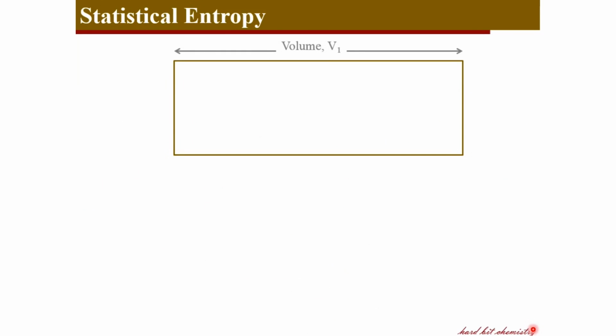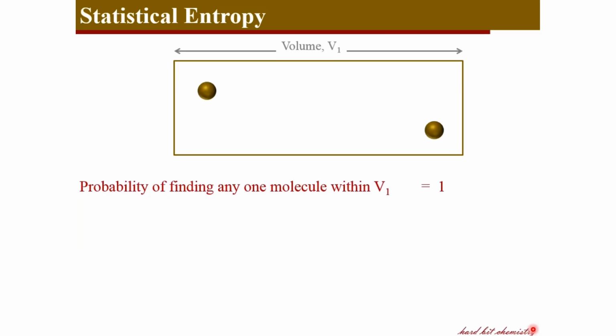Let's imagine this chamber of volume V1 occupies just two molecules of a gas. What could be the probability that one of those molecules is found within this volume? That is maximum probability, 1, because at any time both these molecules are within this huge volume V1. Now, I consider only half of the volume, V2, of the chamber, and what could be the probability that one of these molecules is found within this particular half of the chamber?